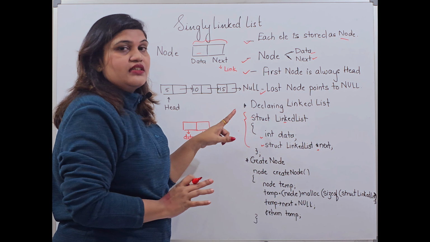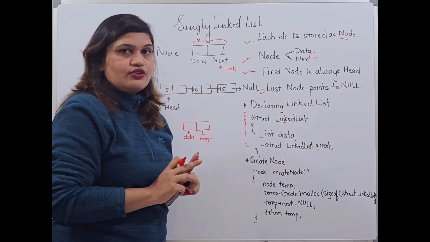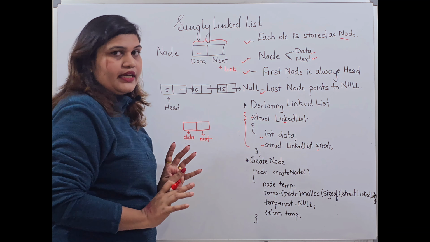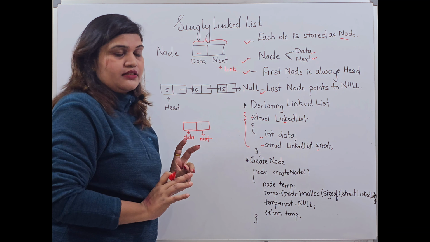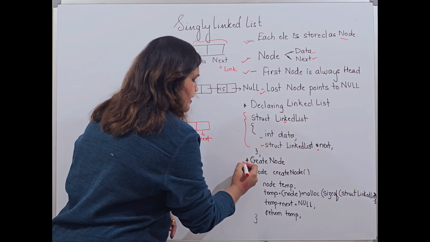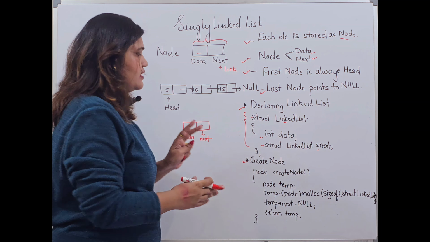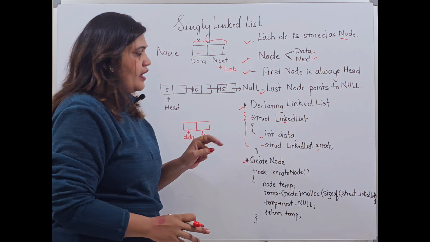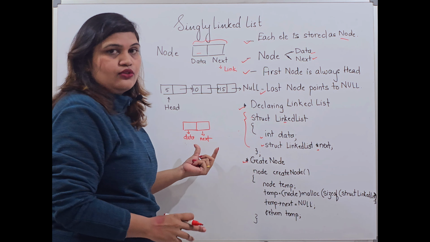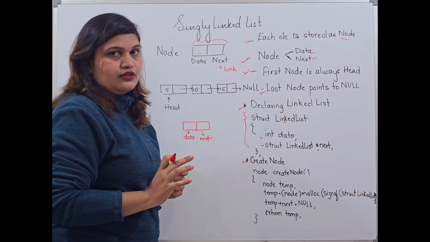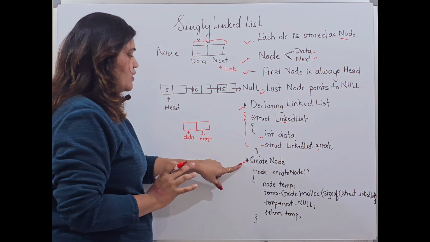You are just defining the structure of it, that this is how the structure should look when I'm going to create it. The next point that you have is creating. So this is declaring and this is creating. Declaring is just telling that this kind of structure is what I need, and creating is actually creating that node, actually allocating space to that node.